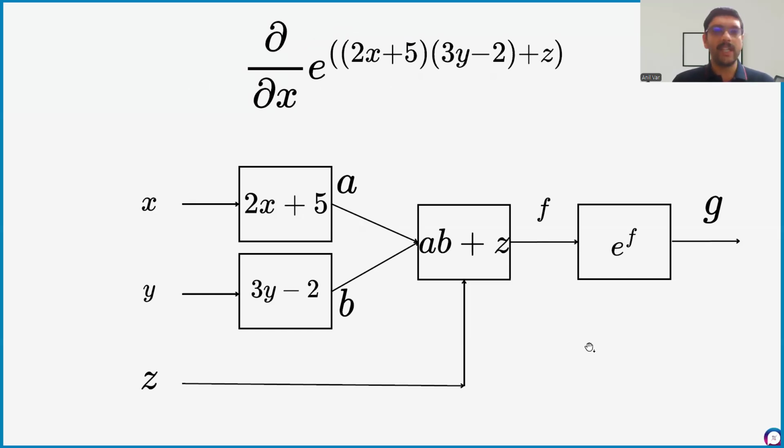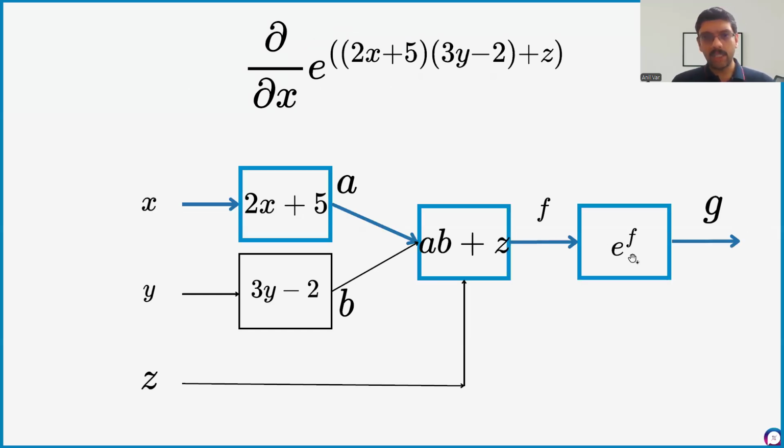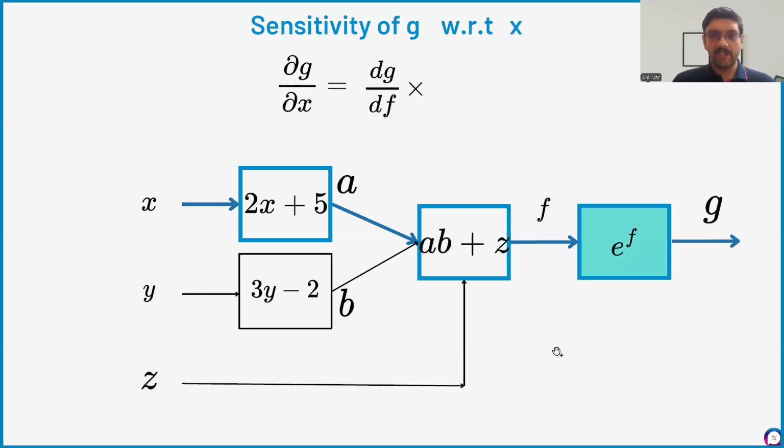Now we want, let's say, the derivative of g with respect to x. So we know that g depends on x through this part. It comes in with a. So what we can do is say first, using the chain rule, the derivative of g with respect to f, since g only depends on f directly. Then the derivative of f with respect to a, and it's a partial because f depends on a, b, and z. And then the derivative of a with respect to x, since a only depends on x. If you chain these three derivatives together, you get the derivative of g with respect to x.